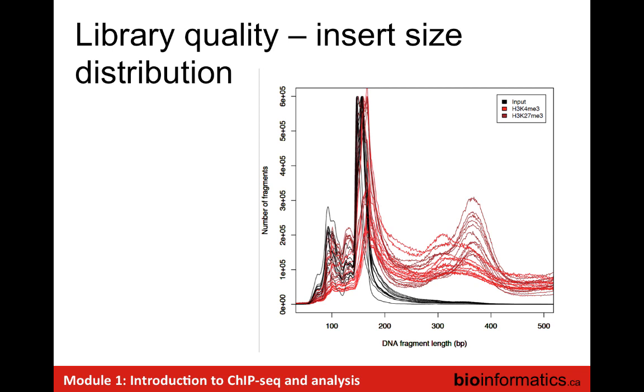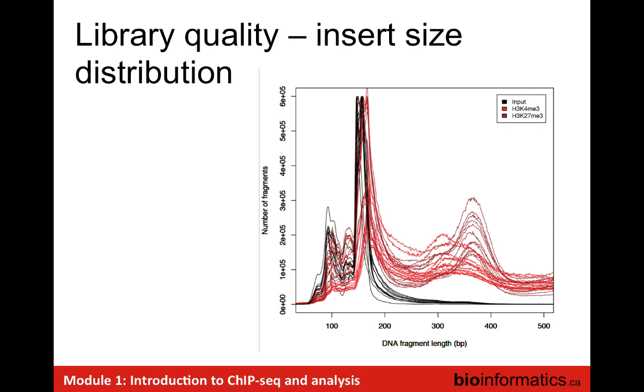And so what I'm showing you here is the DNA fragment length, and this is just a distribution that was generated using the read pairs. So we've aligned them to the genome, and then we've just plotted the distribution. So this is the number of fragments on this axis, and this is the DNA fragment length, right? So we're just counting how many times we see, for example, 100 base pairs, 200 base pairs, and we're plotting it. The black line indicates the input. So this was the chromatin that we digested, but we didn't immunoprecipitate. We just shotgun sequenced it.